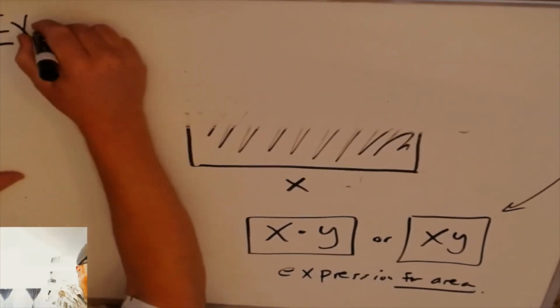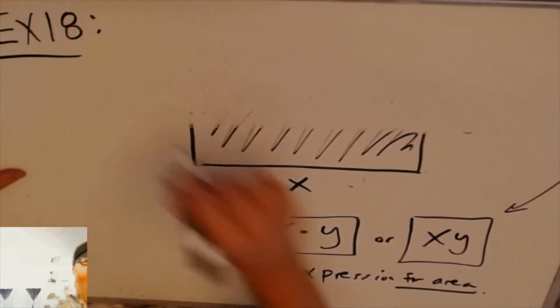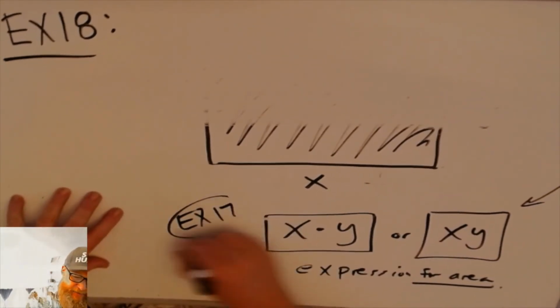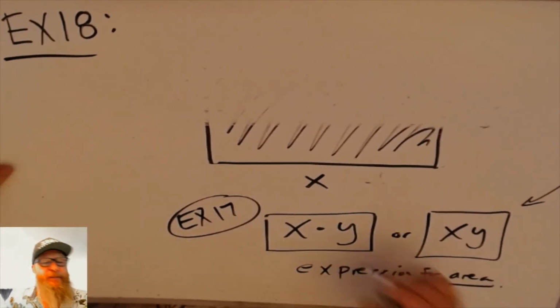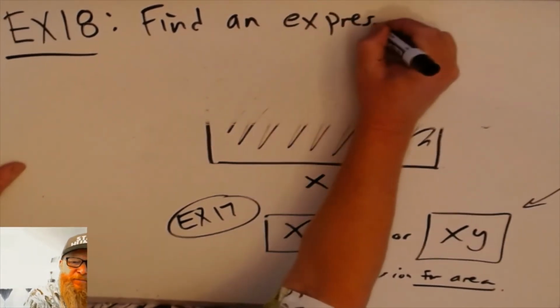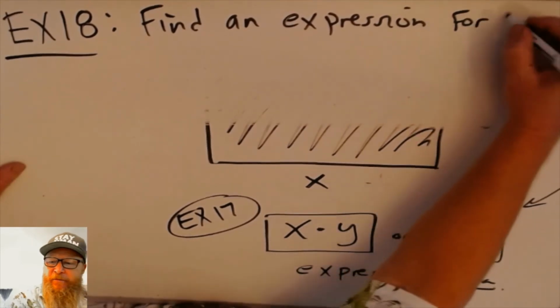That said 7. I meant 17. That was example 17, not example 7, obviously. Find an expression for volume.